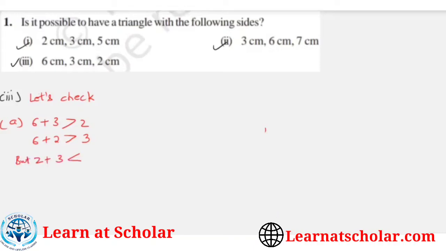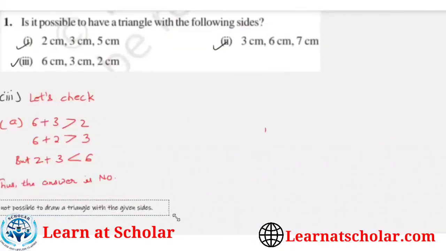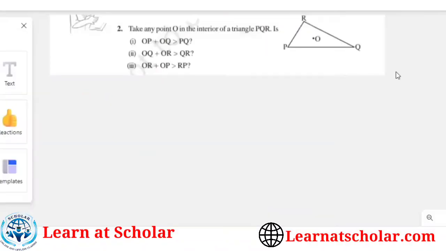But 2 plus 3 is less than 6. So the triangle is not possible. Answer is no. It is not possible to draw the triangle with the given sides. Let's move to the next question.